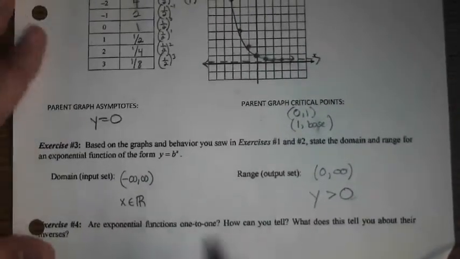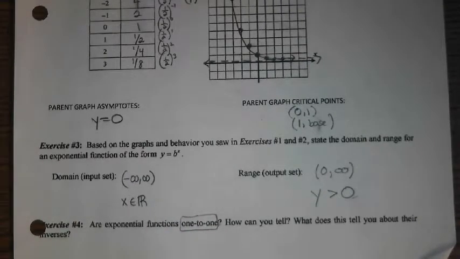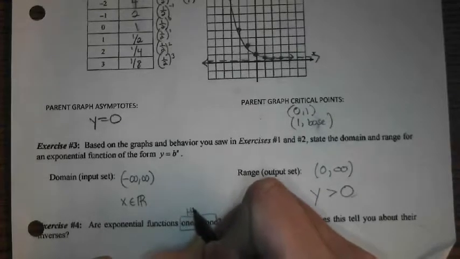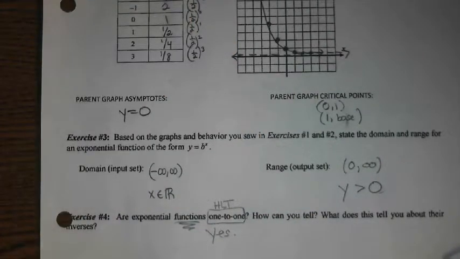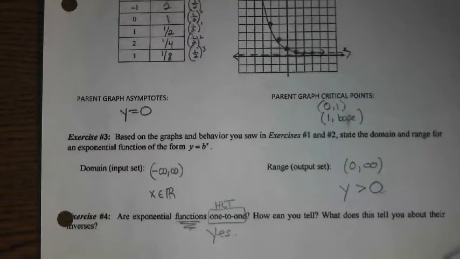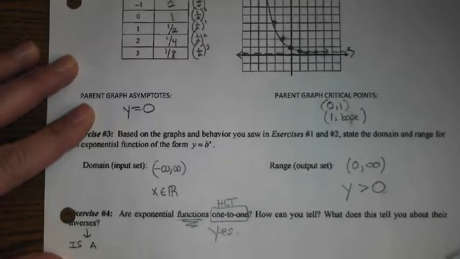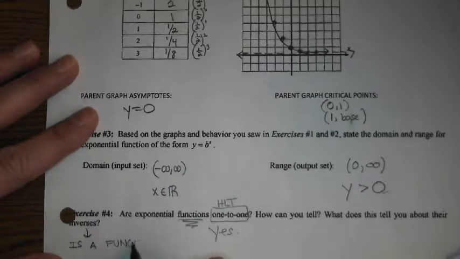Exercise 4. Are exponent functions one-to-one? First of all, what does one-to-one function mean? Or how do we tell if something's one-to-one, Nate? Correct. Now, it is a function. They're calling it a function, so of course it passes the vertical line test. Does it pass the horizontal line test? That tells us whether or not it's one-to-one. Does it? Yes. So because it passes that test, and it is a one-to-one function, what does that tell us about its inverse? If the original passes the horizontal line test, the inverse is going to pass the vertical line test, and therefore the inverse is a function. If you pass the vertical line test, that means you're a function.